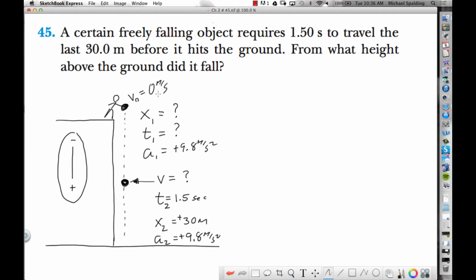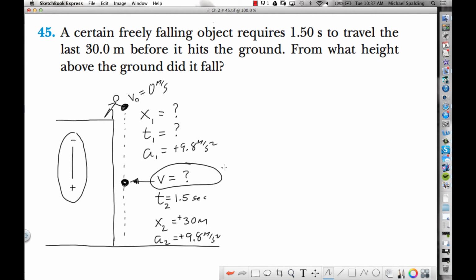Ultimately what they want us to find is the height above the ground that the ball fell from. Well, we already have this distance, which we called x2. That's 30 meters. So to figure out the total height, what we need to figure out is the first distance. Does that make sense? Here's how I did it. The first thing we have to do is find this velocity right here. How did I find that velocity?